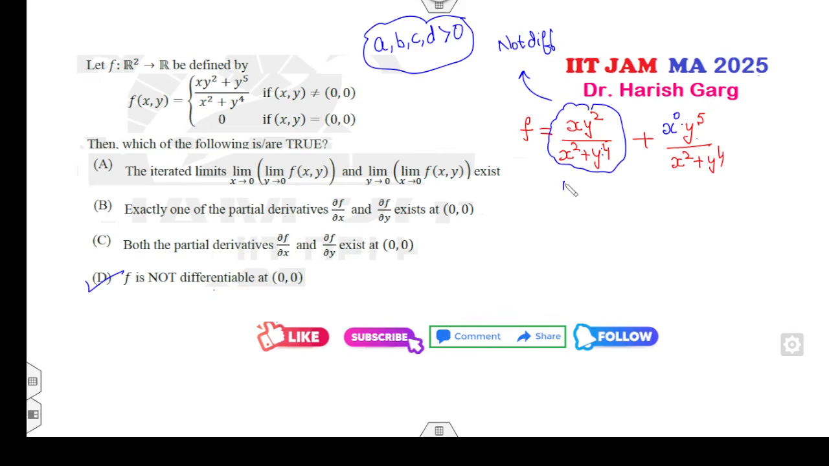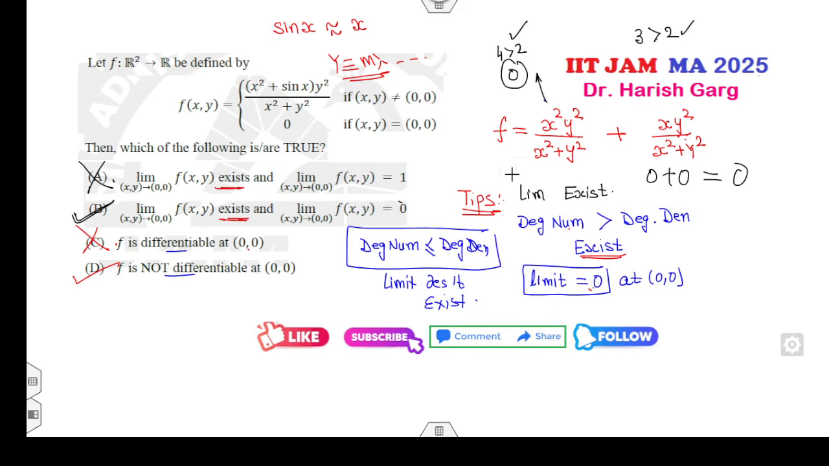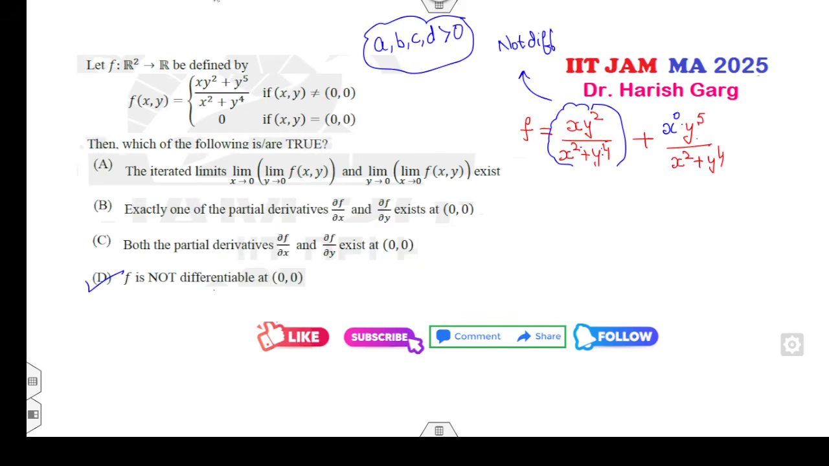And if this first part is not differentiable, will it be continuous? You can see 1 over 2 plus 2 over 4. Is it greater than 1? Again not satisfied. That means the function is not continuous as well. So if this is not continuous, that means the complete f is not continuous. Moreover, as I told you last, limit existence, check that. What is the degree of the numerator? Degree is 3, denominator is 4. Not satisfied, that means the limit does not exist. So if the limit does not exist, that means the function is not continuous.